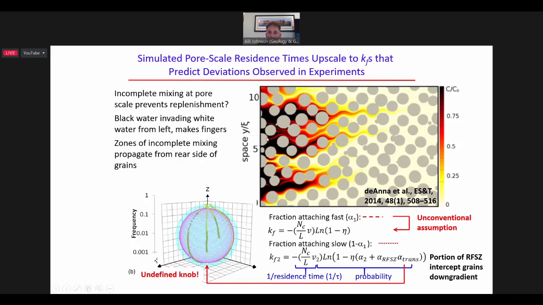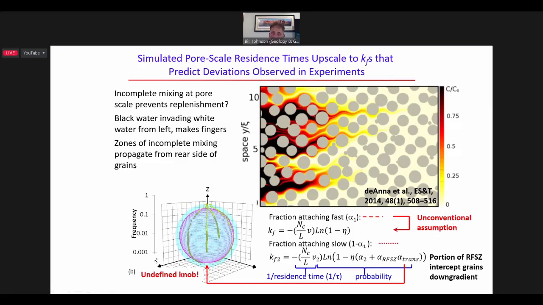And these zones of incomplete mixing propagate from rear flow stagnation zones to forward flow stagnation zones of down gradient grains. And those are important locales for colloid delivery and colloid accumulation. So it's not surprising at all that there might be a relationship, or it's quite possible that there's a relationship between these zones of incomplete mixing and the lack of replenishing or the depletion of certain fractions of the colloid population.